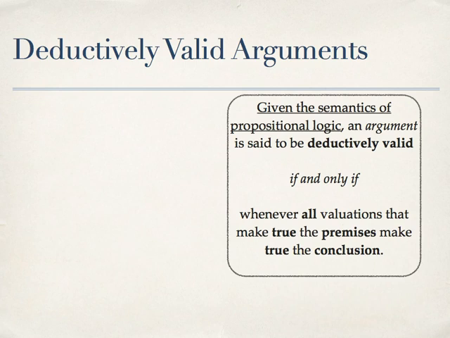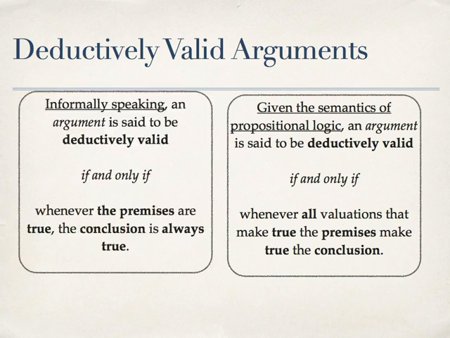This definition of deductively valid argument corresponds to a more common or informal definition, according to which an argument is deductively valid whenever the premises are true, the conclusion is always true. So there are no situations, there is no possibility in which the premises are true and the conclusion is false.